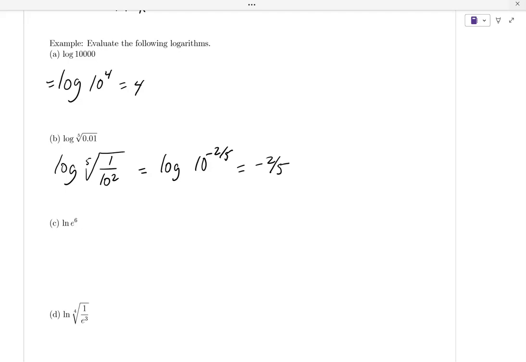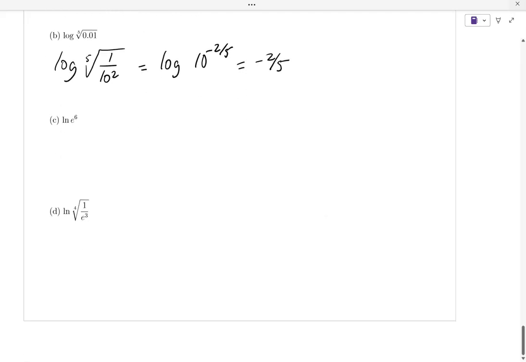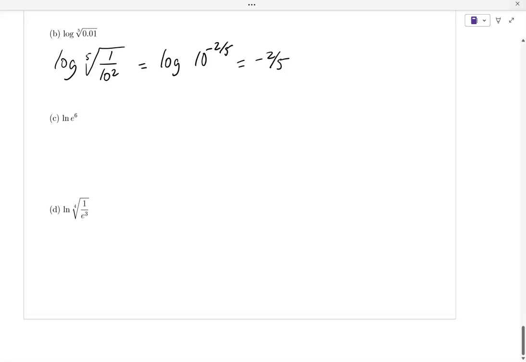Okay. All right, same idea here. Remember again, when you see ln, there is an understood base of e. So this first one is asking you, what power on e do you need to get e to the 6th power? 6.